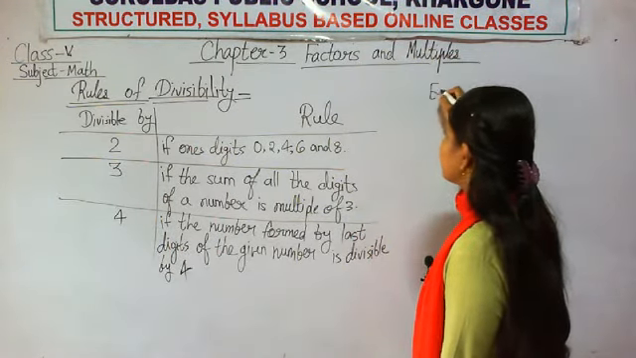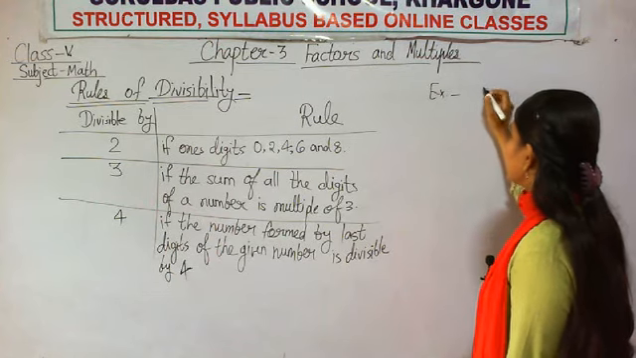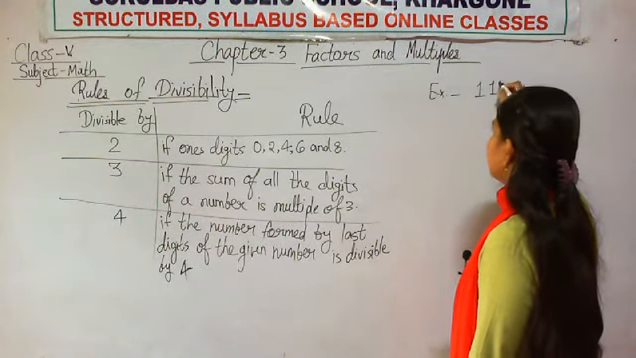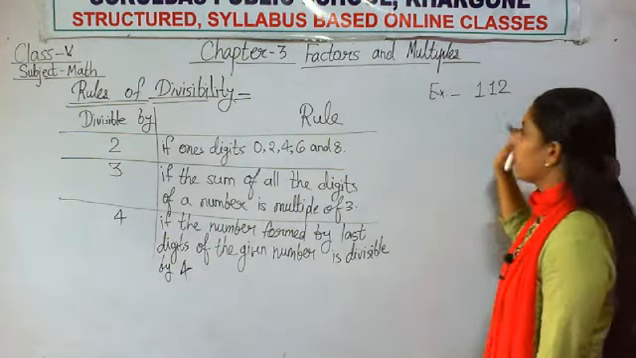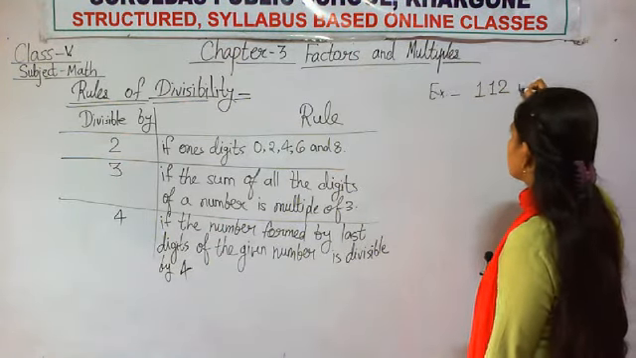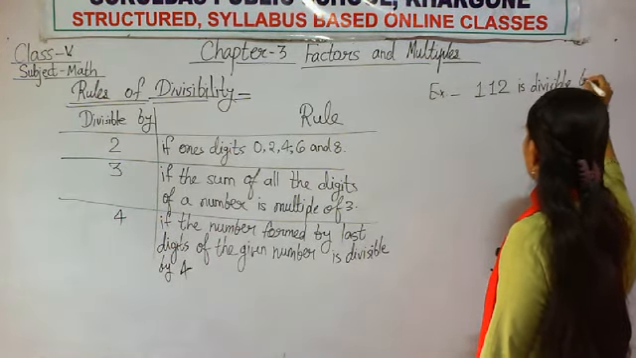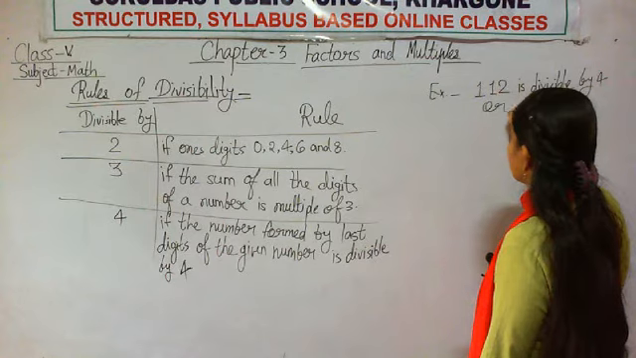Okay, so let's understand this by an example. If your number is 112, is 112 divisible by 4 or not?